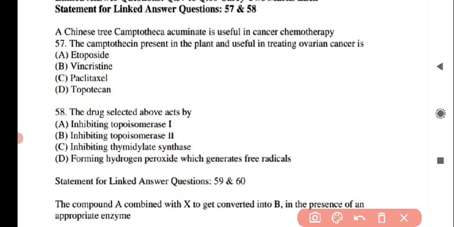Then the next statement based question is, in this the statement is, a Chinese tree Camptotheca acuminata is useful in cancer chemotherapy. And the question is, the camptothecin derivative present in the plant and useful in treating ovarian cancer is, and the correct answer is option number D, topotecan. The next question is, the drug selected above acts by, and the correct answer is option A, it acts by inhibiting topoisomerase 1.